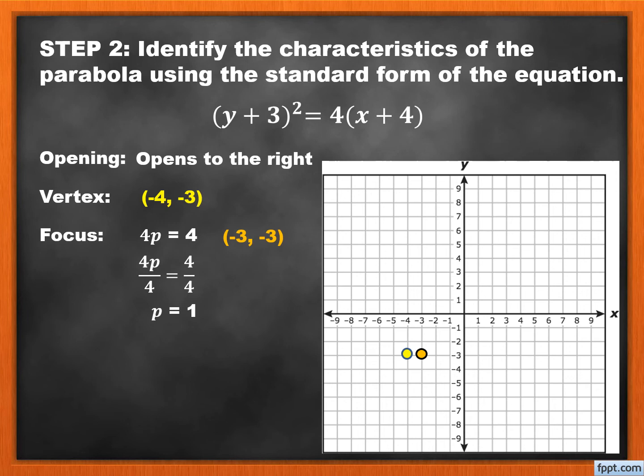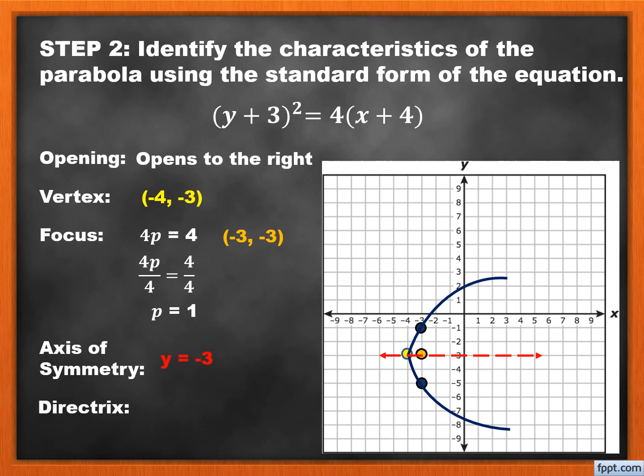Now, using 4, or the length of our latus rectum, we move 2 units upward and 2 units downward from our focus. Now, we can have our parabola. For our axis of symmetry, we draw a line passing through our vertex and focus. And since it is a horizontal line, our line is in terms of y, and it passes through -3. Therefore, our equation for our axis of symmetry is y = -3.